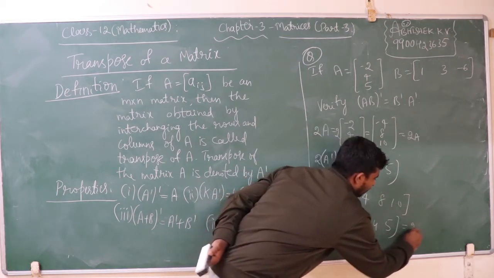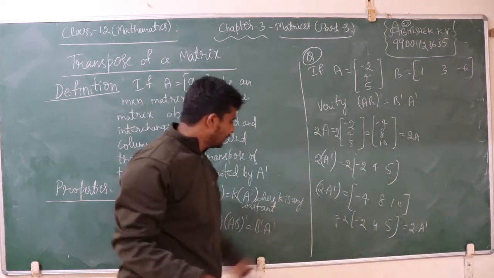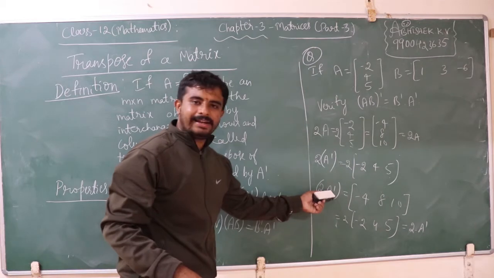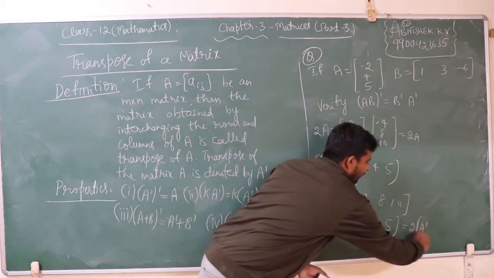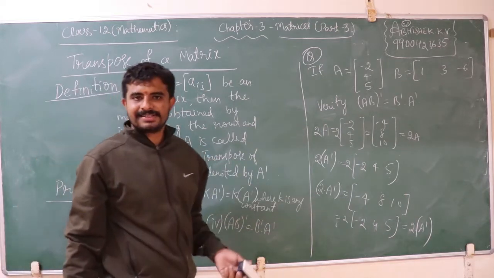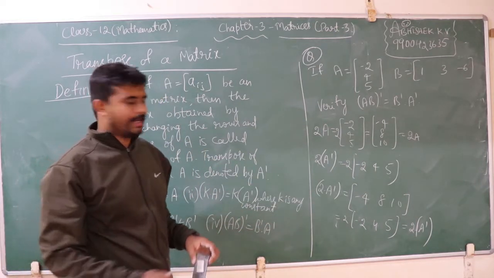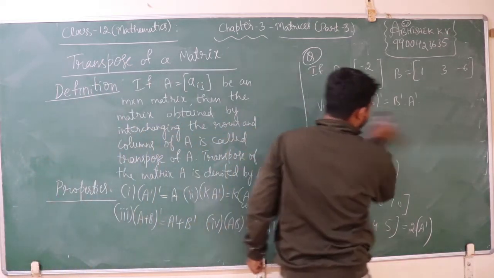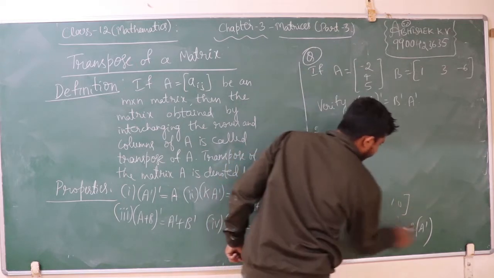See, this is equal to 2 into A transpose. 2A transpose is equal to 2 into A transpose. So, where K is a constant, here 2 is the constant. So, this is the second property. Yes. Let us move on to the next property.